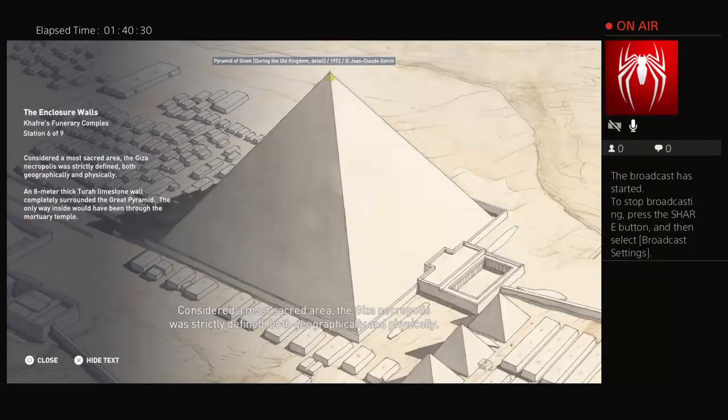Considered a most sacred area, the Giza necropolis was strictly defined, both geographically and physically. An 8-meter-thick Tura limestone wall completely surrounded the Great Pyramid. The only way inside would have been through the mortuary temple.